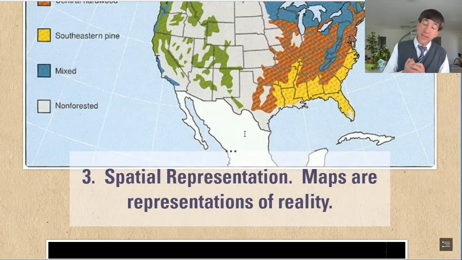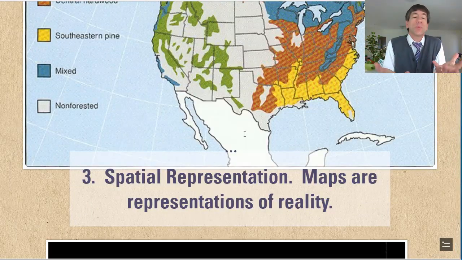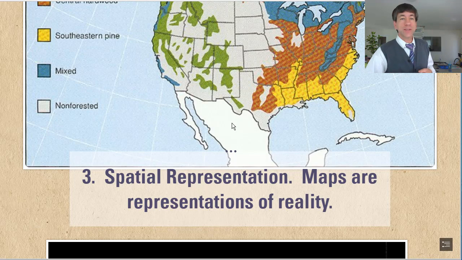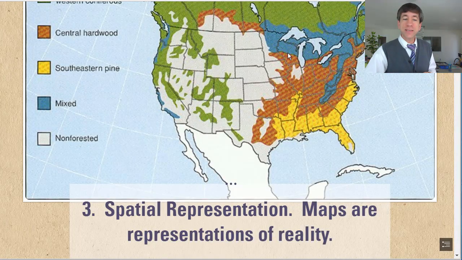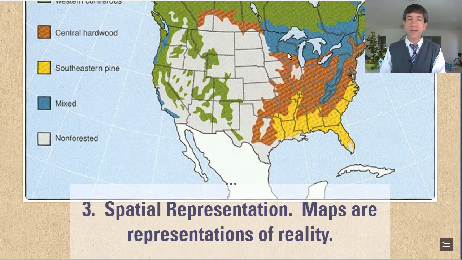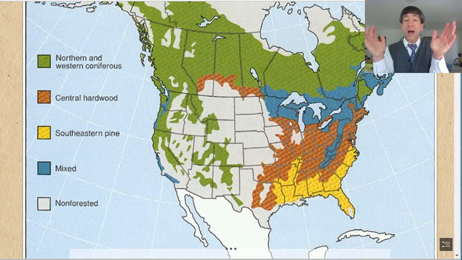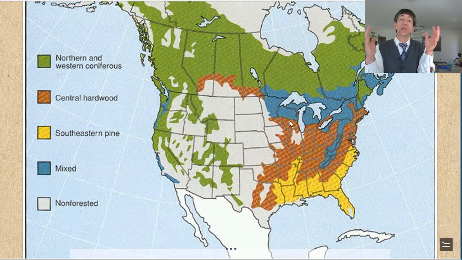Maps are representations of reality. They are not reality. We love maps. They're very useful for education, research, and much more, but they are only representations of reality. So take a look at this map here, and as I point up here to northern Wisconsin, see how you've got the deciduous changing central hardwoods, in this case, changing to the northern and western coniferous right there. And also mixed, you got a mixed zone. Now on maps like this, it's shown as a line, isn't it?